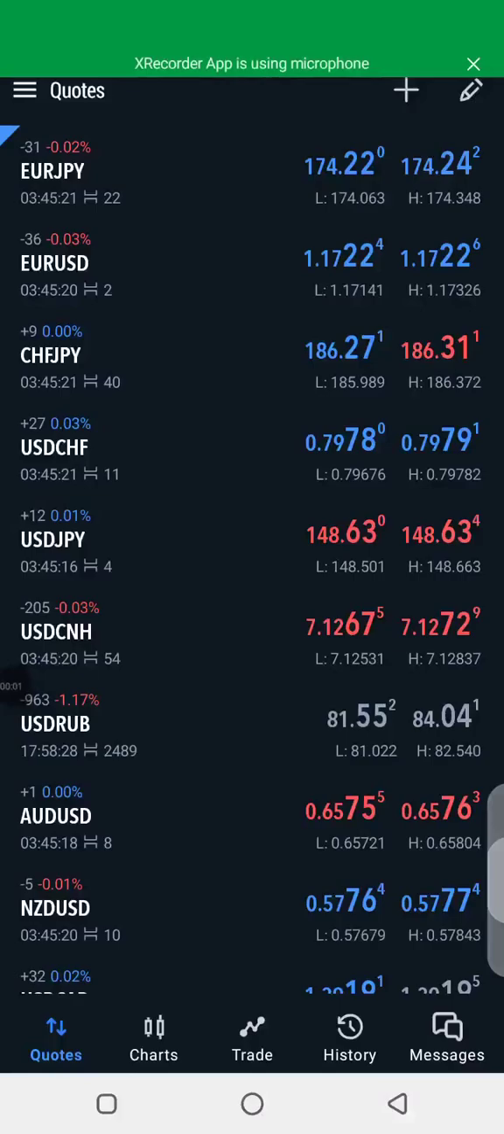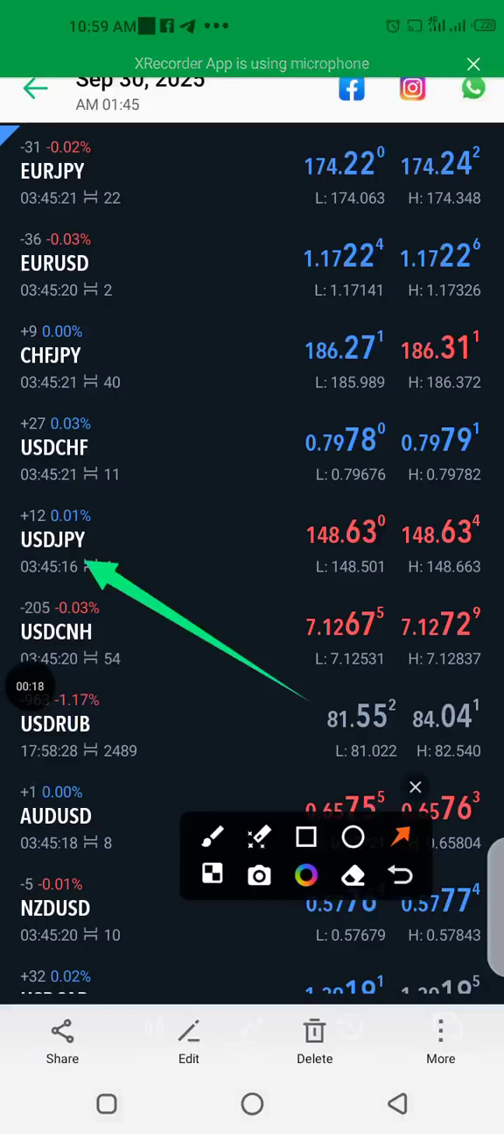What is being traded in the Forex market is currency pair. Basically, they are paired into two. We have the base and the quote currency. The first is the base currency, while the second one is the quote currency. For instance, now we are having USD JPY, okay? So the first one, which is the USD, is the base, while JPY is the quote.